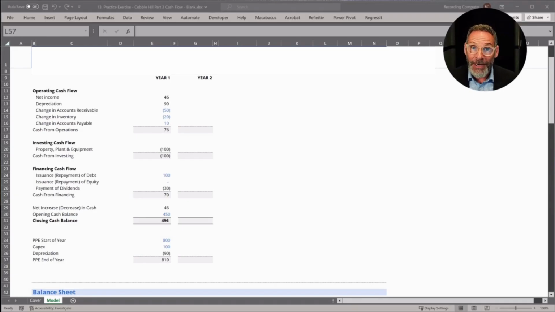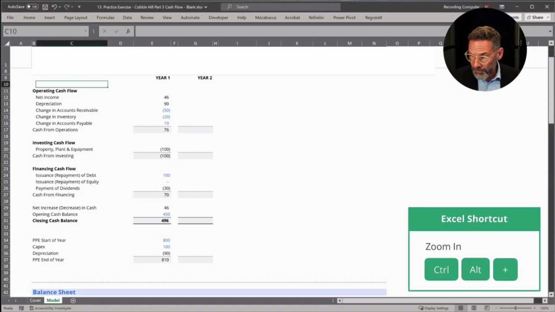Let's build out an indirect cash flow statement, starting by focusing on operating cash flows. Now, what we're using is the Cobble Hill year 1 and year 2 exercise we did earlier, and we're just building on that. But right now, we're just going to focus on the first section, and I'll just zoom in a bit.